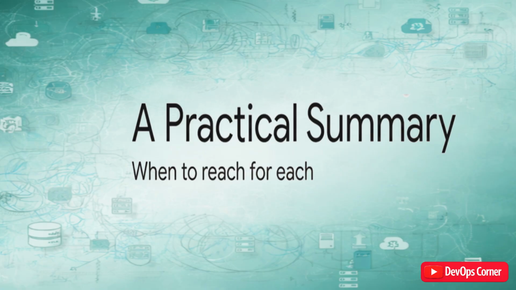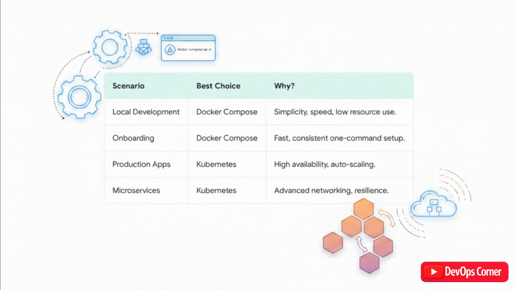So it all just boils down to one of the core ideas of good engineering, using the right tool for the right job. So let's create a really clear, practical summary to make sure we know exactly when to reach for each of these tools in our toolbox. This really breaks it down perfectly. For local development and testing, it's Docker Compose, no question. The reasons are obvious: simplicity, speed, low resource usage on your own machine. Onboarding new developers and getting them productive fast? Docker Compose, all day for that one command setup.